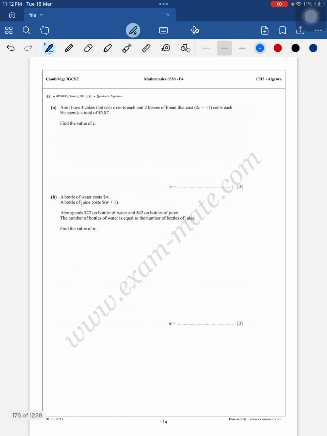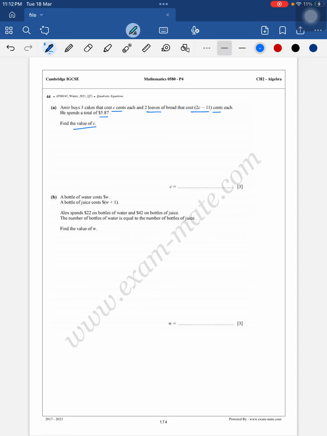Question number 44. Amir buys 3 cakes that cost C cents each and 2 loaves of bread that cost 2C minus 11 cents each. He spends a total of $5.87. Find the value of C. He's buying 3 cakes that cost C cents each, and he's spending a total of $5.87. Find the value of C.